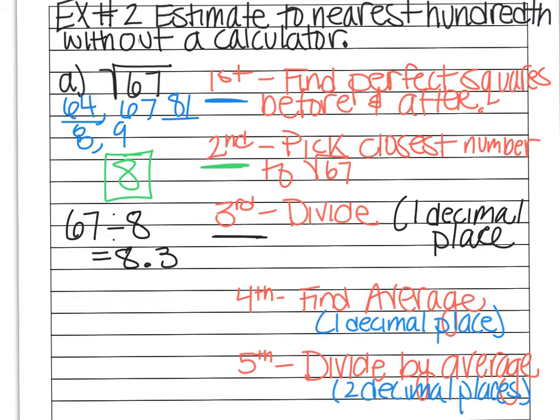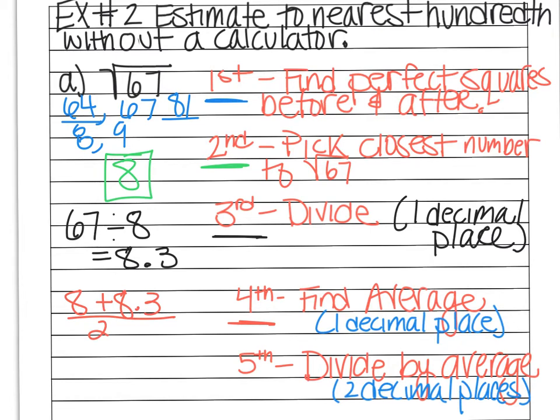So to the tenths you can consider it. So 8.3, just taking it to the one decimal place. Now it says fourth: find the average. In order to find the average, you would take 8, because that was the number we picked, the closest, plus 8.3, and divide that by 2. So that's how you find the average.